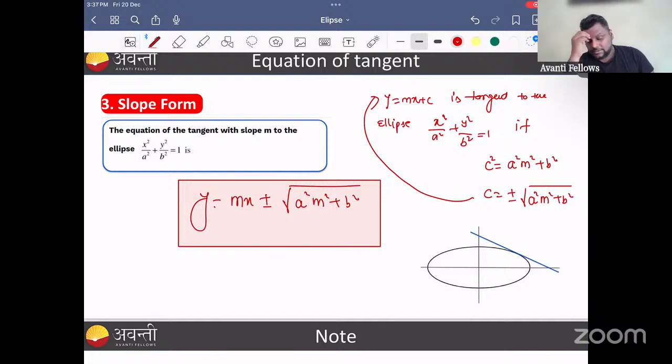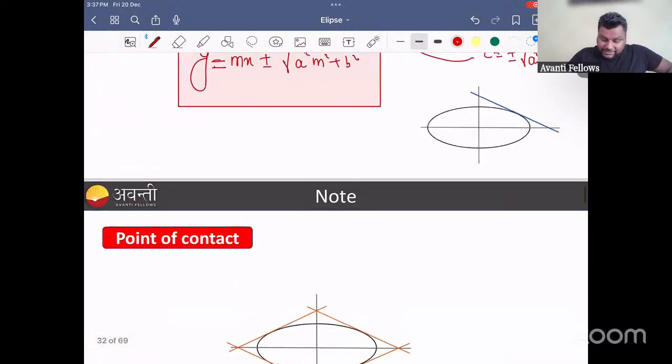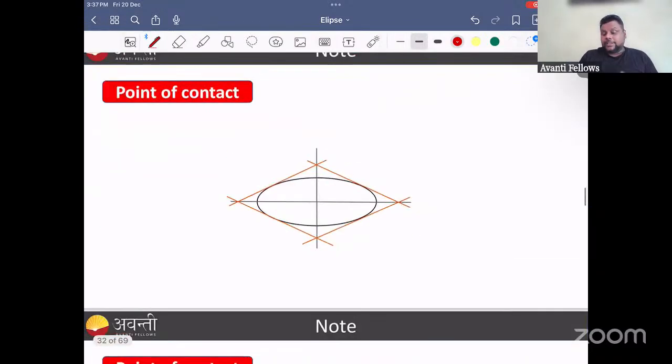Got it? So y equals mx plus minus under root of a square m square plus b square. It is the equation of tangent. Now to get the point of contact, again, see, let me see, y equals mx plus under root of a square m square plus b square. You are trying to get the point of contact on the ellipse.